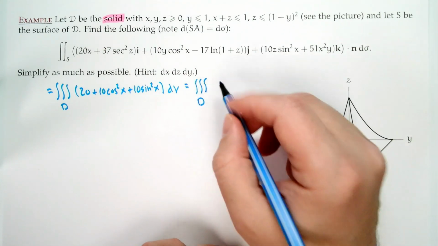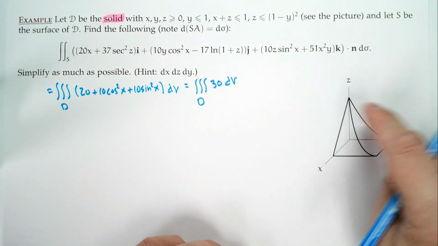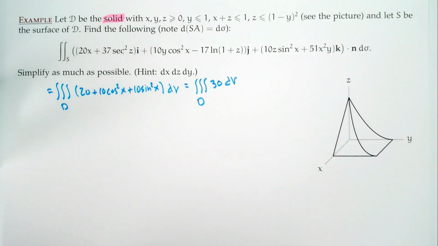So, this is just integrating 30 dv, which means we just need to take the volume of this shape, multiply by 30, and life is good. But it's not so clear. What is the volume of that shape? Well, let's find out. Looking at this, we say, okay, what are we going to need to do? Well, we're going to need to set up an integral.